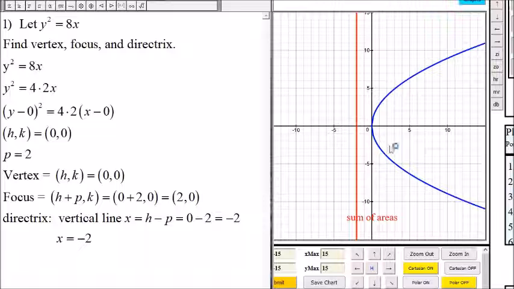And we look at the graph. This is the graph for the equation y squared equal to 8x. The vertex is at 0, 0. The directrix is the vertical line x equal to negative 2. The focus will be 2, 0, which is right here.